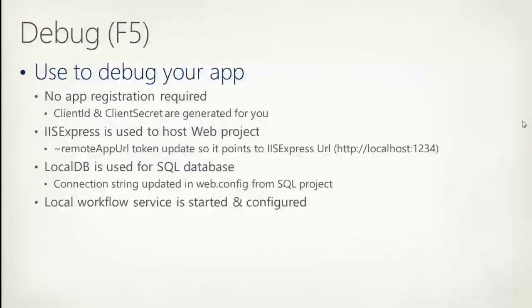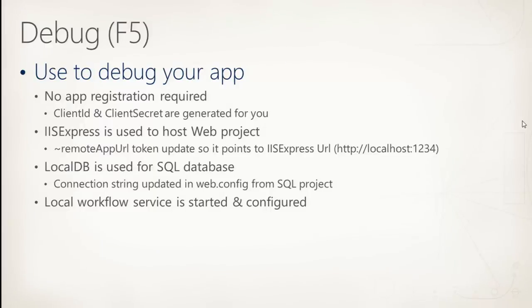So real quick, debug. I think I've talked through this. We do a lot of good stuff for you. I don't want to call it magic because I think I've explained it to you, but we do a lot of good stuff that's going to make your life really easy. You hit F5, we go get the client ID and secret for you. We fire up IIS Express and LocalDB. We'll fire up a workflow service so you can debug your workflows if you have a workflow. This is what you want to use to debug your app. Don't do right-click deploy. Don't do right-click publish. Hit F5. That's your best bet.